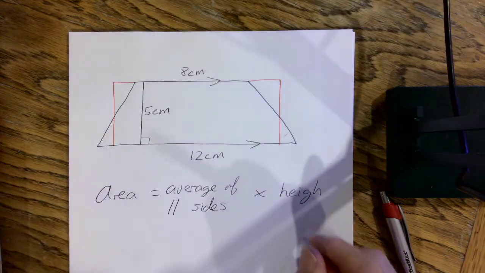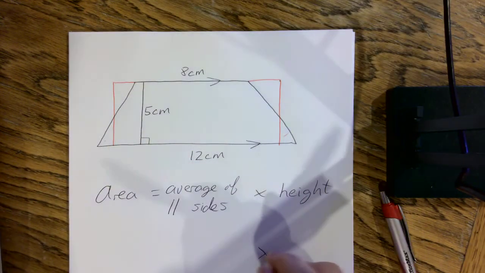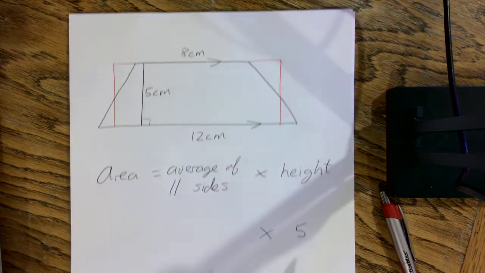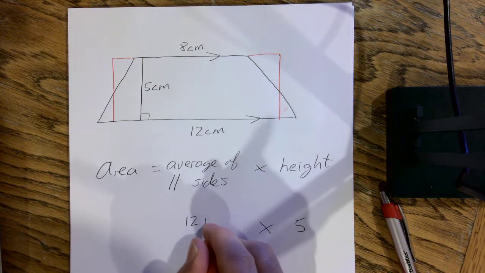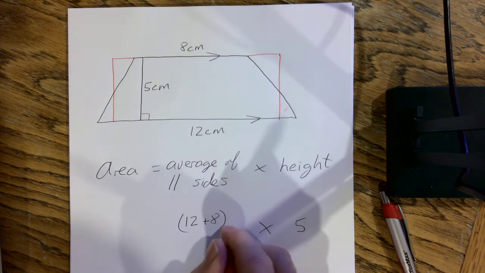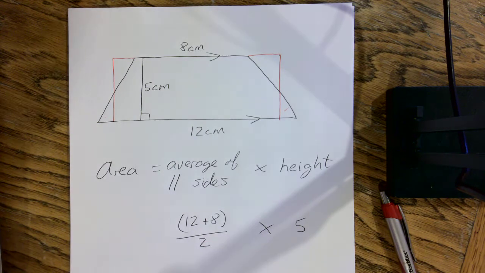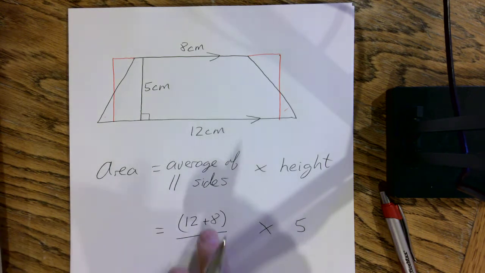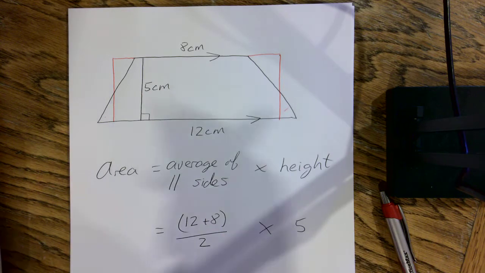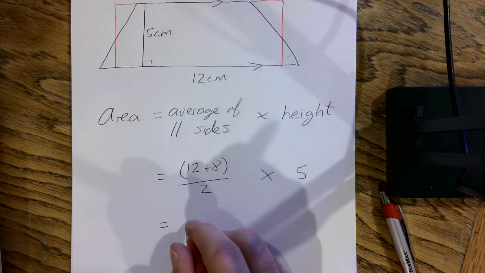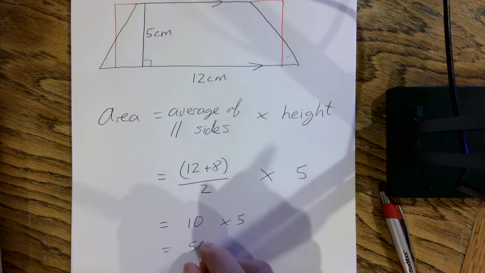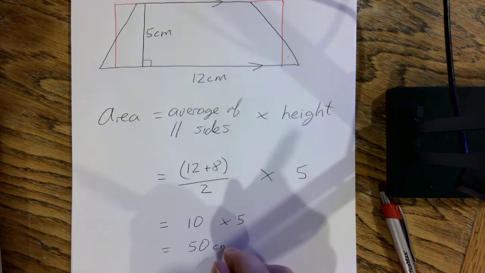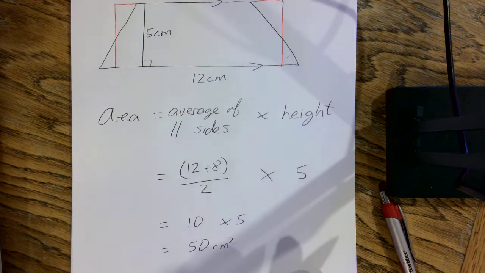Now in this, the height is 5, so that's fine. But for the average, there's a couple of different ways we can do this. We can go 12 plus 8, work out what that is, and divide it by 2. That'll get the average. Or we can just say, what's halfway between 12 and 8? So that is going to be 10 times 5, and it's 50. And it will be centimetres, and it will be squared for our units in this case.